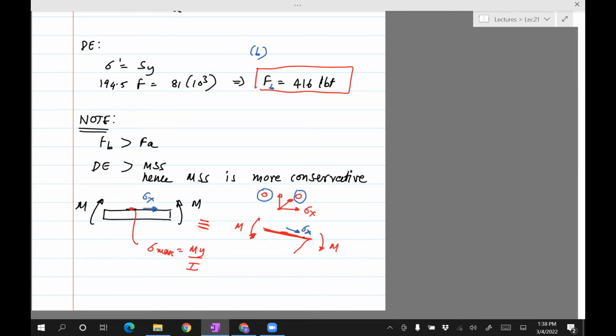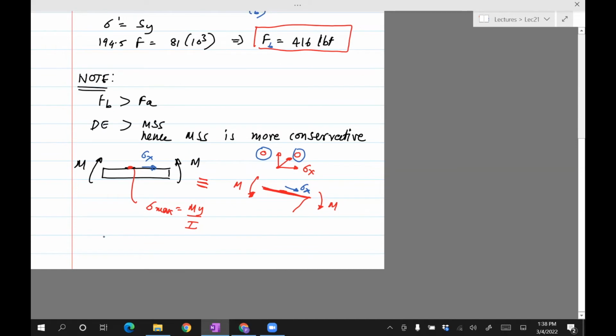For a stress to be in the z direction, a situation where you get stress in the z direction is if you have, so this is M_z, for a stress to occur in the z direction. So let's say this is the z-axis.